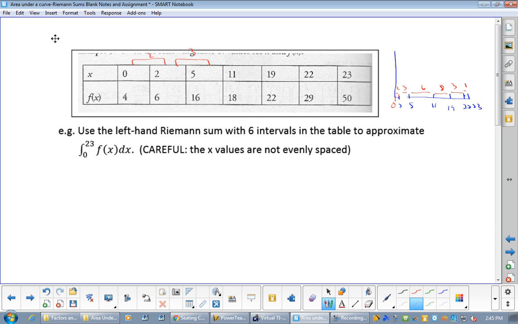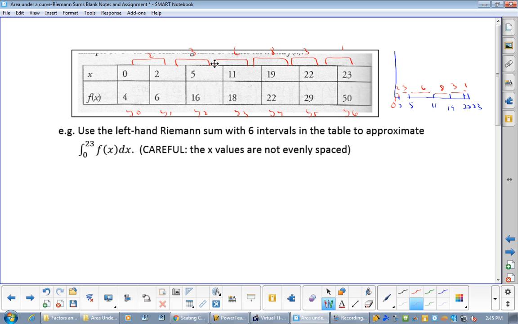Okay, 3. Then we've got 5, 11. That would be 6 there. This would be 8. This would be 3. And then this would be 1. Okay? And this is going to be considered y0, y1, y2, y3, y4, y5, and y6. Okay, so we are looking for the left-handed Riemann sum.